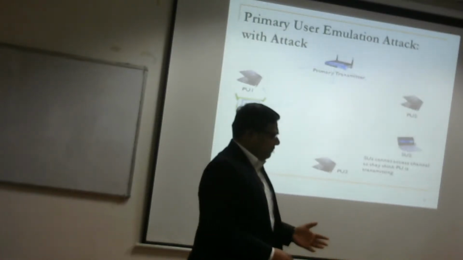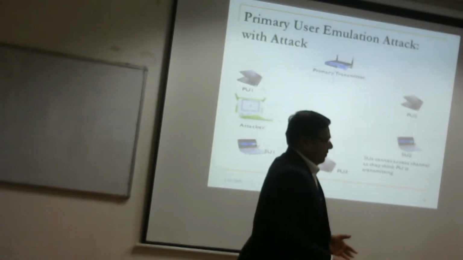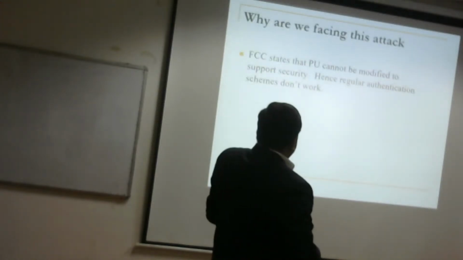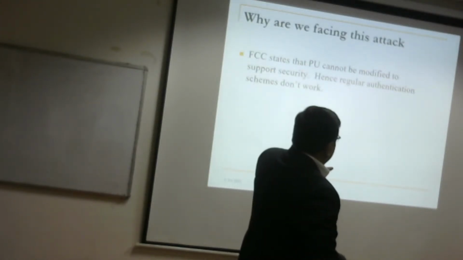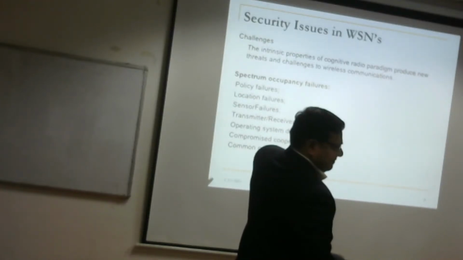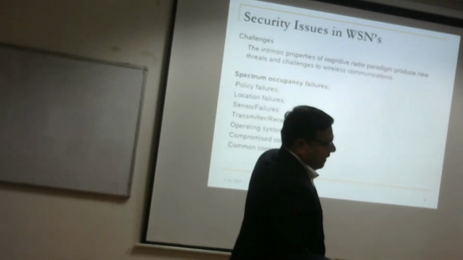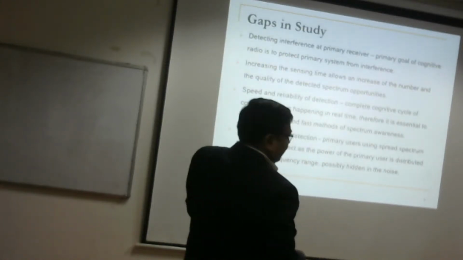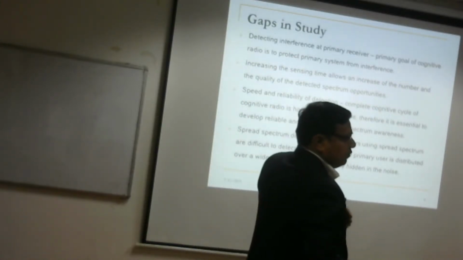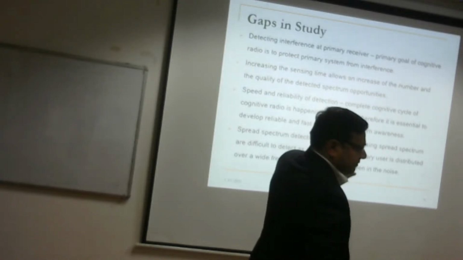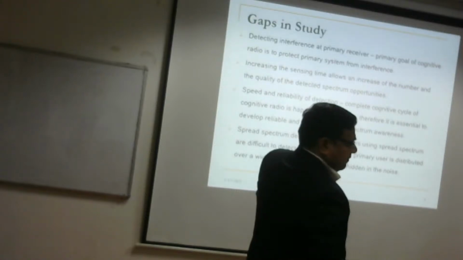There are different problems in our network, some sensing problems, some remote node problems, some transmitting problems, there are a lot of problems. So the FCC said that the PU cannot be modified to support security, hence regular authentication schemes do not work. So policy failure, location failure, sensor failure, transmission failure, there are different security issues that come up in wireless sensor networks. To overcome that, we have to make a gap study, how we can get over that part. So speed, reliability, spectrum detection, catching between the primary user and others. So how can we overcome that?